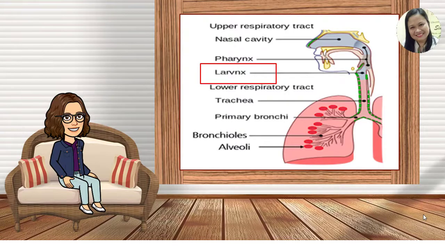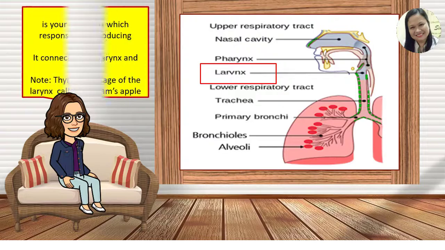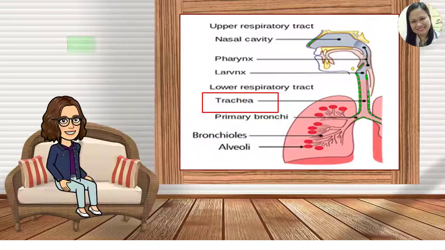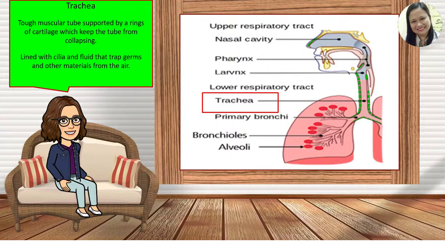Next part, we have the so-called larynx. The larynx is your voice box, which is responsible for producing sound. It connects the pharynx and trachea. Trachea. A muscular tube supported by rings of cartilage which keep the tube from collapsing.